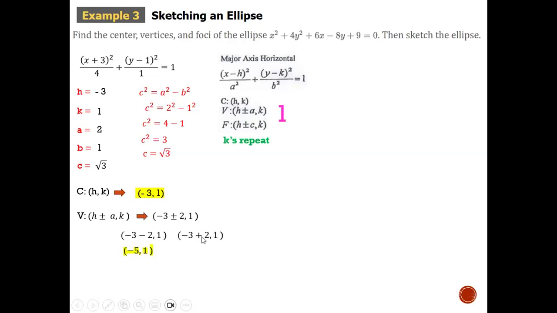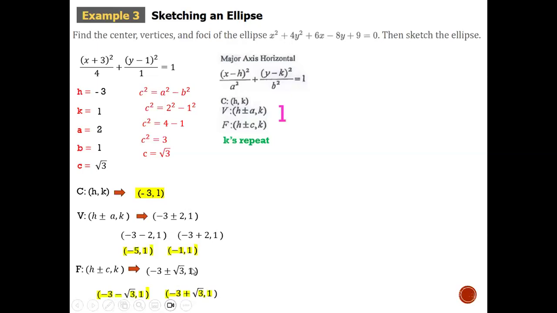But then I do negative 3 plus 2, which gives me negative 1 and 1. Those are my vertices. Foci: H plus or minus the C value, and then K. I have my H plus or minus that C value, and then K. So if you want to split it, negative 3 minus square root of 3, and we can leave it like that.